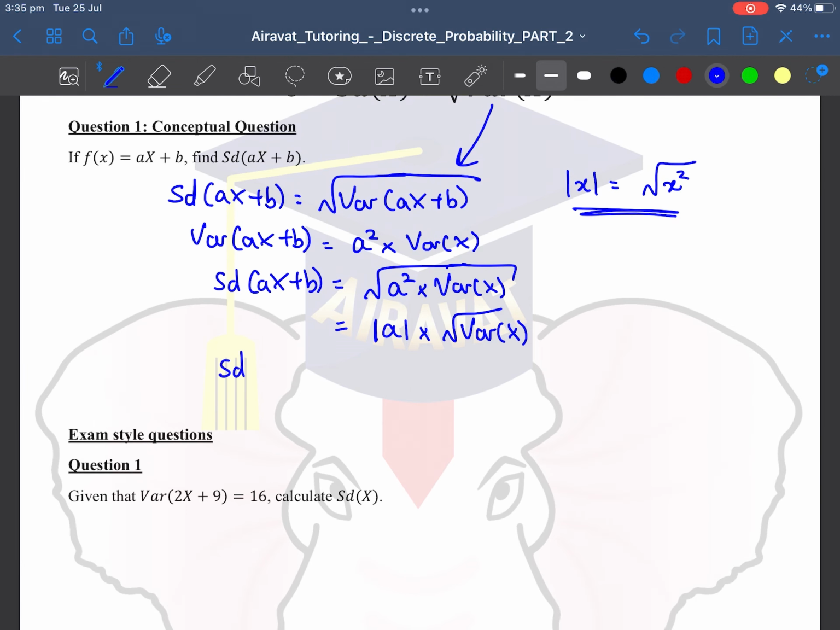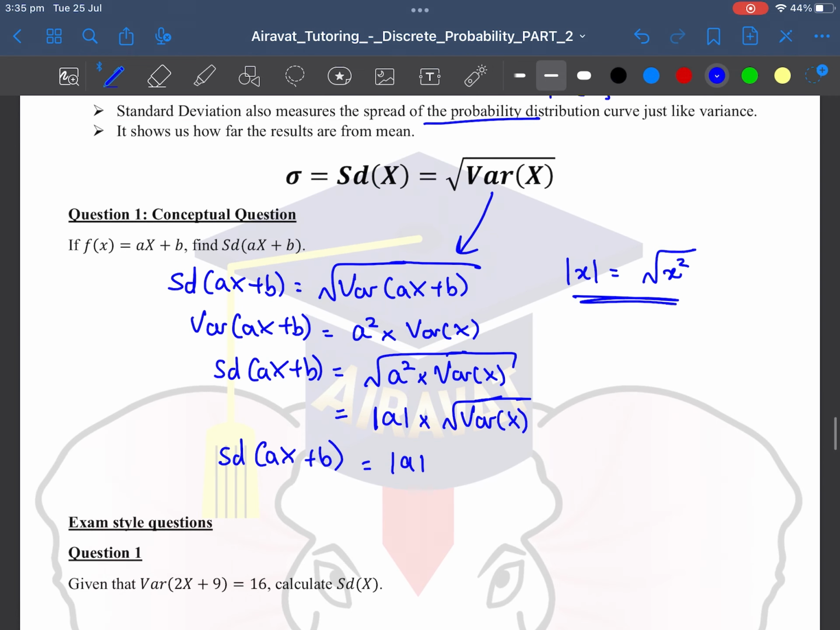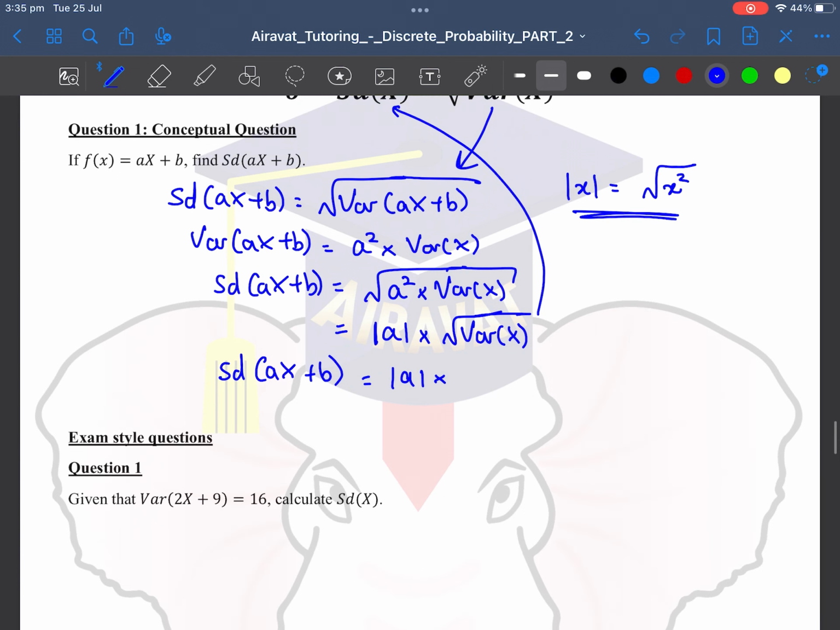So for the standard deviation of ax plus b, the final answer would be the modulus of a times, and this square root of variance x is just going to be what? The standard deviation of x, as shown here. So this would just result in the standard deviation of x, and there you go, that's your linear identity for standard deviation. Again, why is there no b? Well, because standard deviation measures the spread just like variance. It has no connection with what kind of vertical translation is applied. It just measures the dilation or the spread of the bell curve.